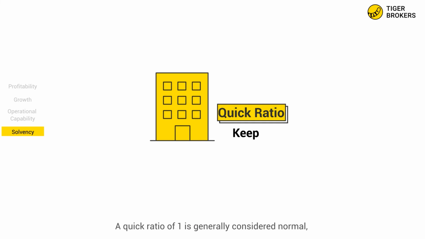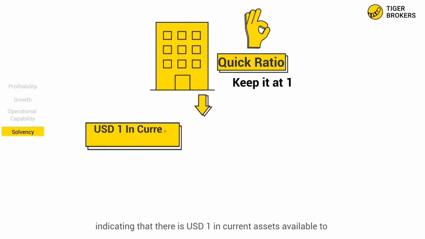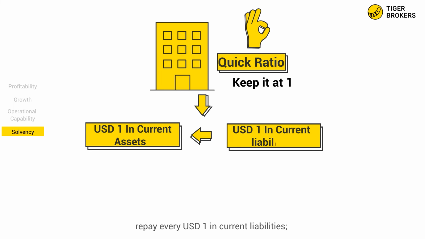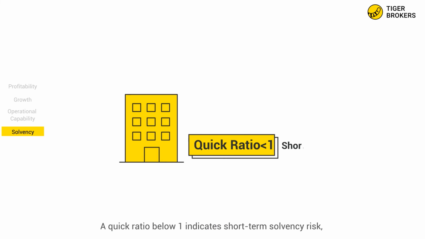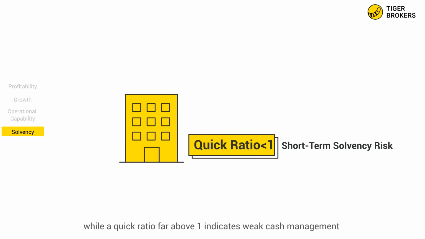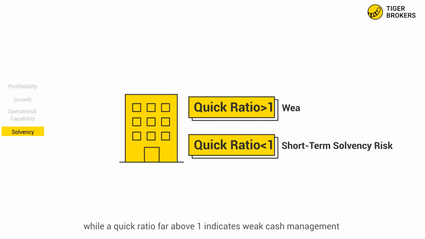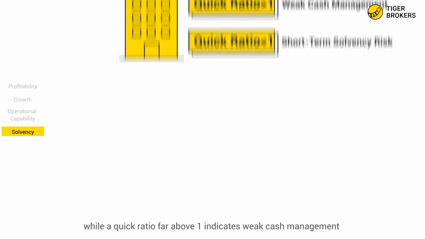A quick ratio of 1 is generally considered normal, indicating there is $1 in current assets available to repay every $1 in current liabilities. In other words, solid short-term solvency. A quick ratio below 1 indicates short-term solvency risk, while a quick ratio far above 1 indicates weak cash management.